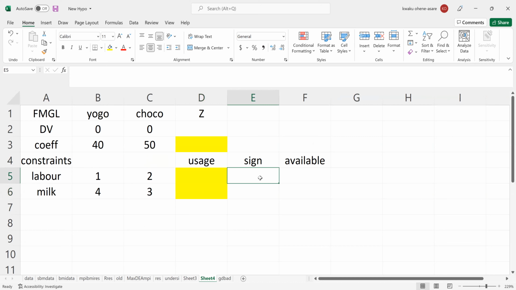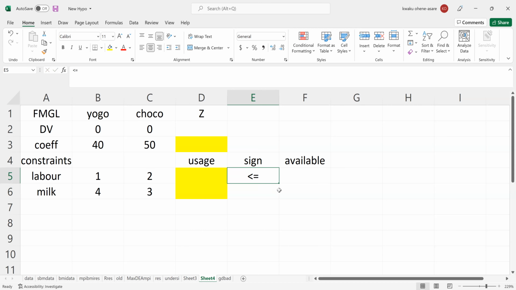Then the sign. The sign is just cosmetic. It's just to beautify everything. What is the sign? Well, the sign is less than or equal to. So on your Excel, just look for the less than symbol. Hold the shift key and click the less than before you write the equal to. And then copy and put it down the other sign.